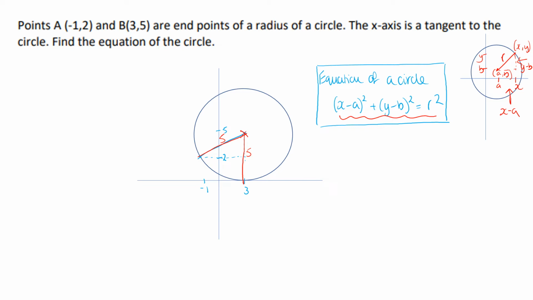So (a, b) is our center, which is here at 3, 5. So if we just put those numbers in, it's going to be x minus 3 all squared plus y minus 5 all squared is equal to 25.